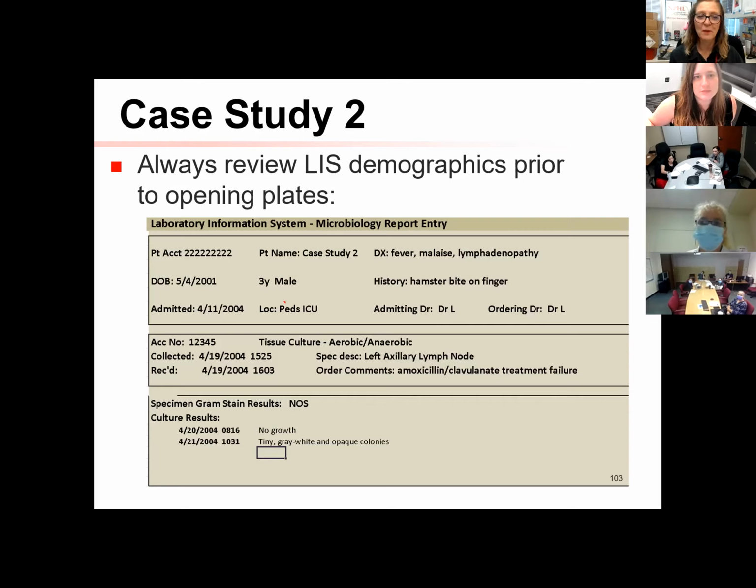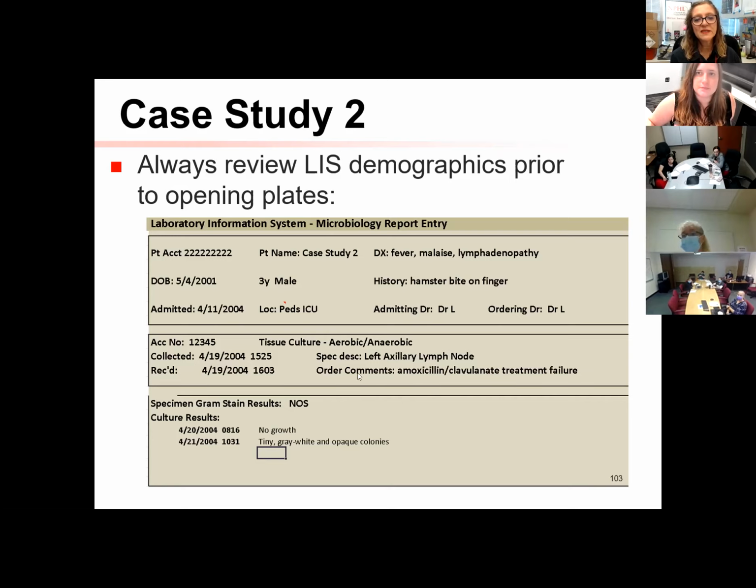There's actually more in there. Where was that patient located when they took the specimen? Peds ICU, right? Peds ICU. So you know they're really sick if they're in the hospital. This isn't just a clinic case or anything like that.